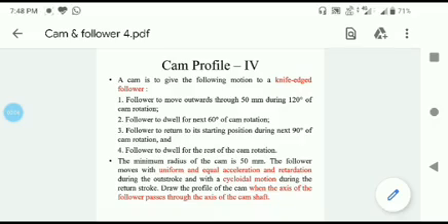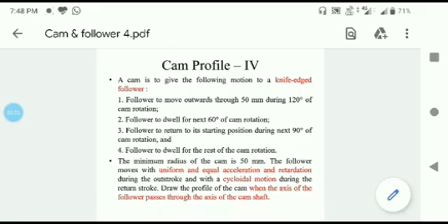Now this is the fourth lecture in this cam and follower. This will be the last lecture in this particular chapter. We have already discussed different types of follower motion and the different types of followers and the way in which the followers can be aligned with respect to the cam.